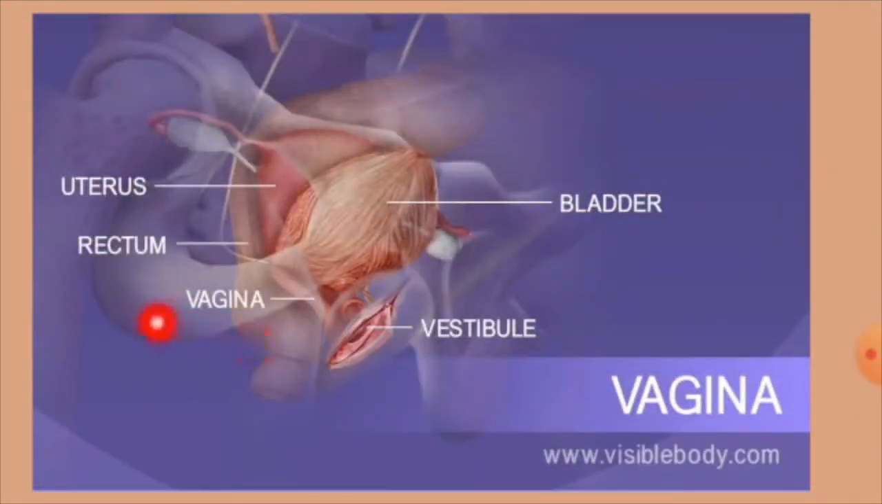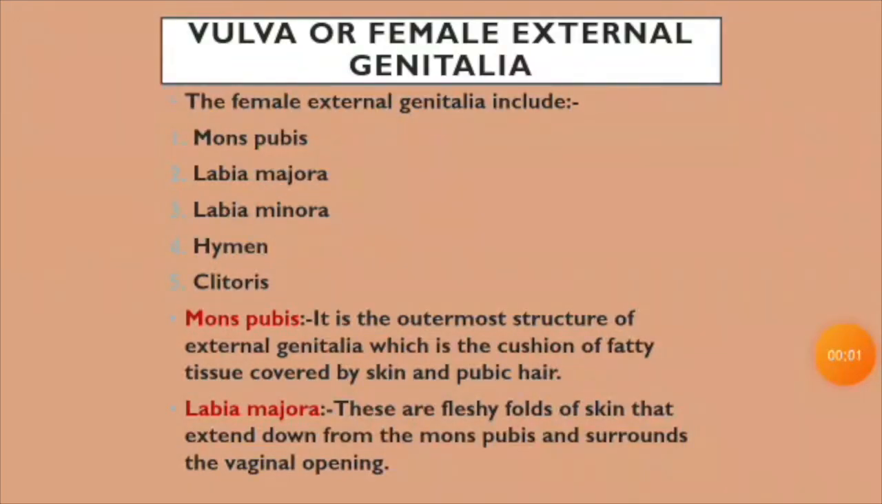Here we can see the structure of the vagina. Next is the vulva or female external genitalia. The female external genitalia include mons pubis, labia majora, labia minora, hymen, and clitoris. First one is mons pubis.